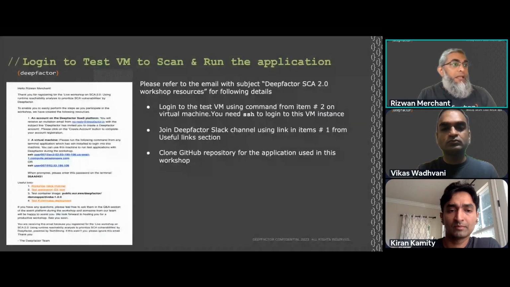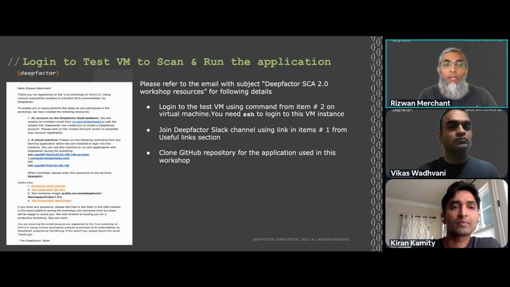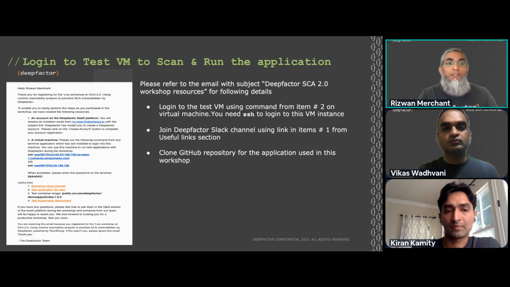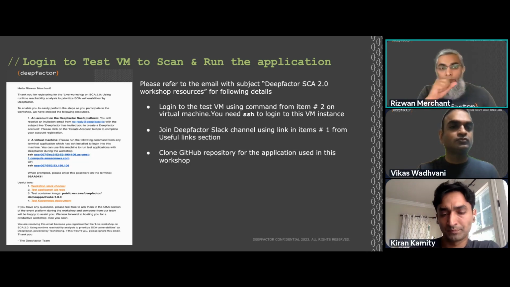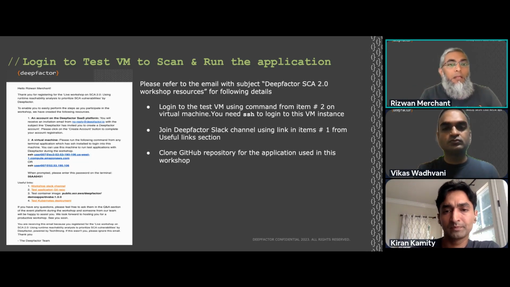The next set of prep items: there is a virtual machine provisioned for each one of the attendees. You will have to log into that virtual machine using the username and the password that's shared with you in an email with the title "Deep Factor SCA 2.0 Workshop Resources." So there are 2 emails. One is for activating your Deep Factor account. The other email is Deep Factor SCA 2.0 Workshop Resources.